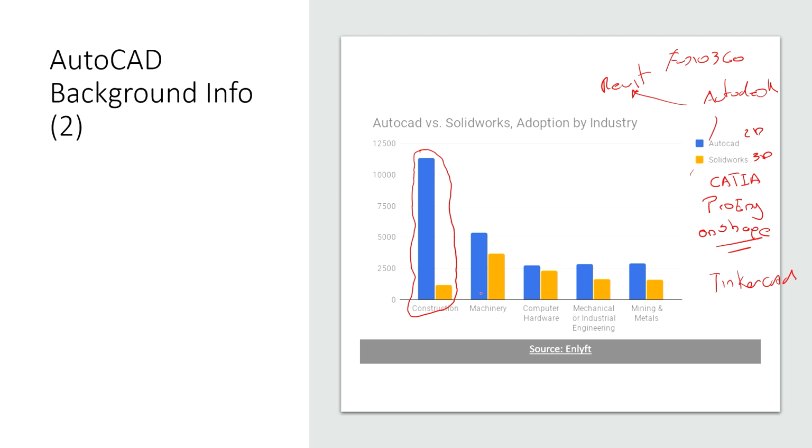For machinery, for production, for manufacturing, still more. You would probably get more AutoCAD based on the source than SolidWorks. So depending on the area you want to work in, you'll see that Autodesk or AutoCAD is usually found everywhere you go. If they have SolidWorks, they probably have a few licenses of AutoCAD. And the same thing the other way around.